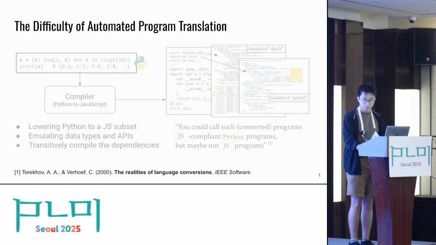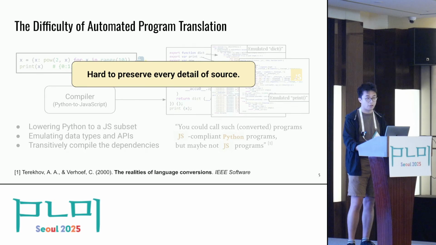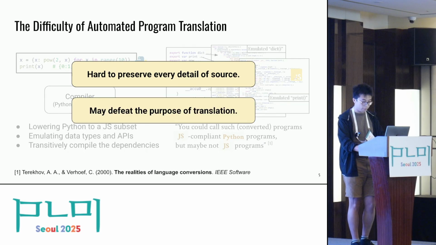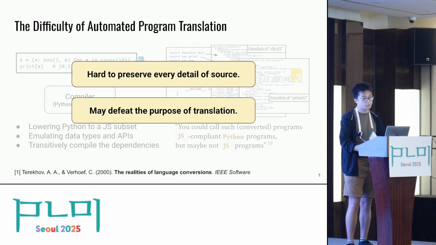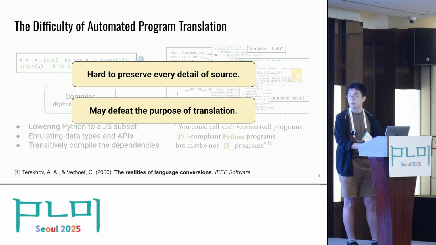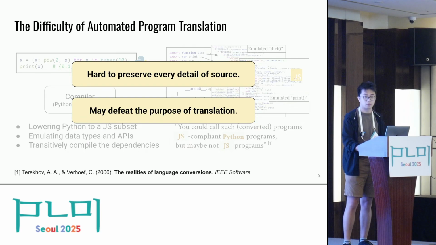Okay, so more specifically, such translation has 2 main issues. First, it is very hard to preserve every detail of the source, so you end up with ugly code when trying to be correct. And second, it may defeat the purpose of the translation. If you want to migrate from legacy dependencies, it preserves all the legacy dependencies. If you want more performant code, you might be disappointed if the translated code is a lot of emulation.